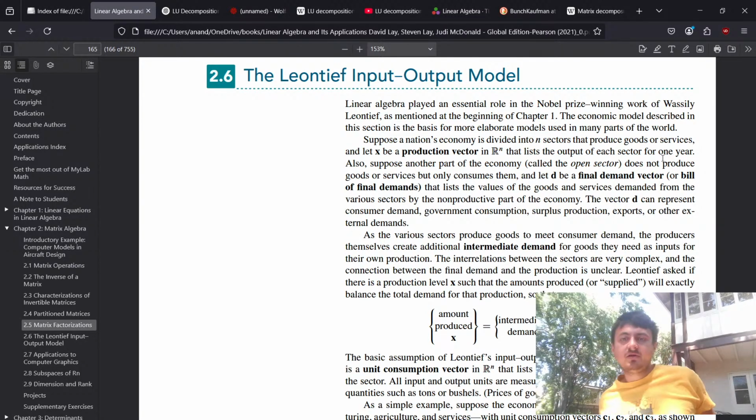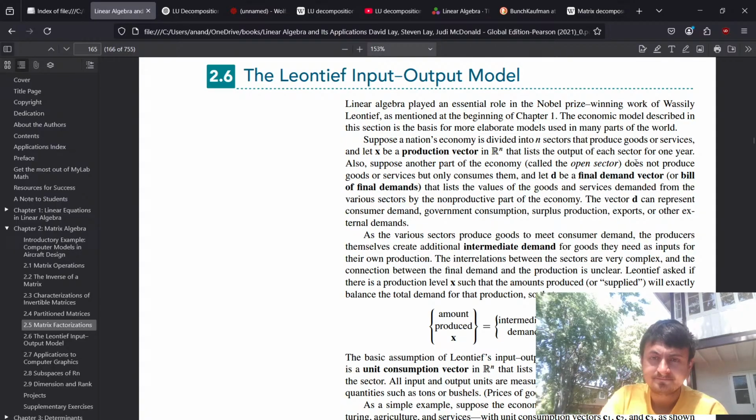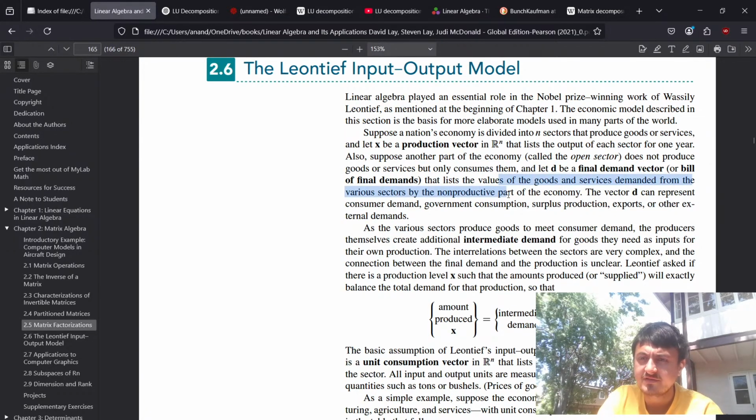Also, suppose another part of the economy does not produce goods or services but only consumes them, then D is a final demand vector that lists the values of the goods and services demanded from various sectors by the non-productive part of the economy. What I like about this is that it really makes you think, because with these real models you actually get to question them and be like, does this actually make any sense? So the vector D can represent consumer demand, government consumption, surplus, exports, other stuff.